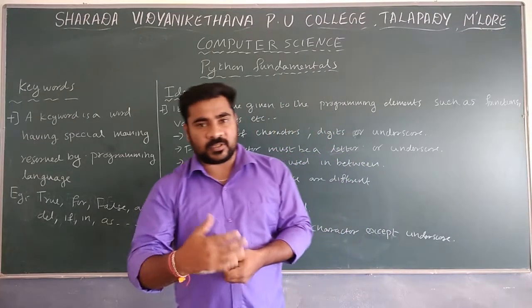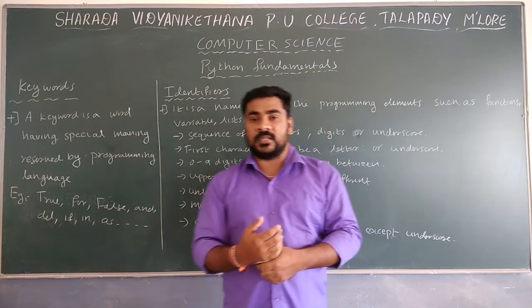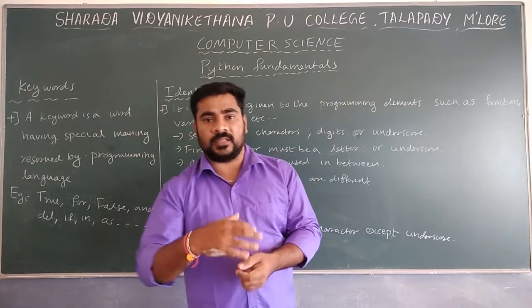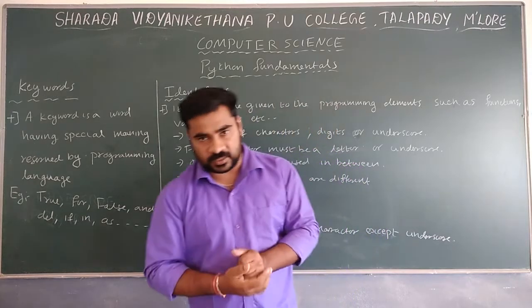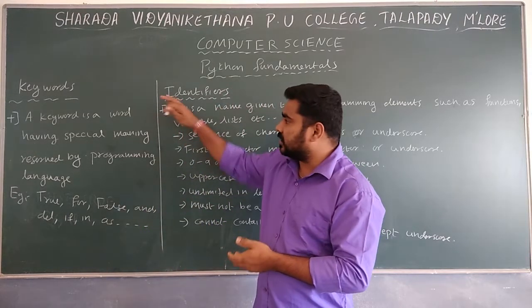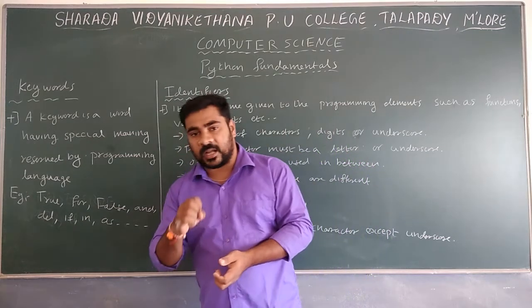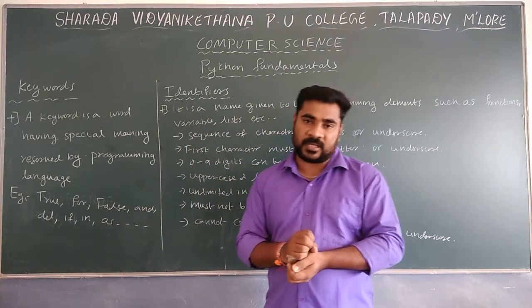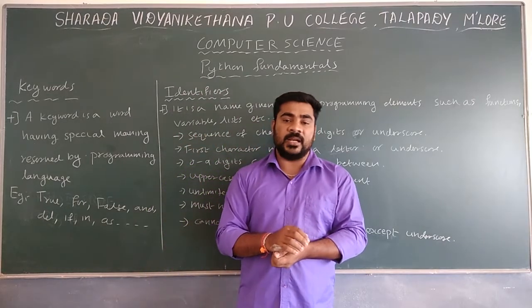Already we discussed the different types of tokens. One is keyword, second identifiers, then literals, like that. Different types of tokens are available in Python. So first here we are going to discuss the keywords. A keyword is a word having a special meaning and reserved by the programming language. Keyword means it's a special word, or you can say a reserved word in a programming language.